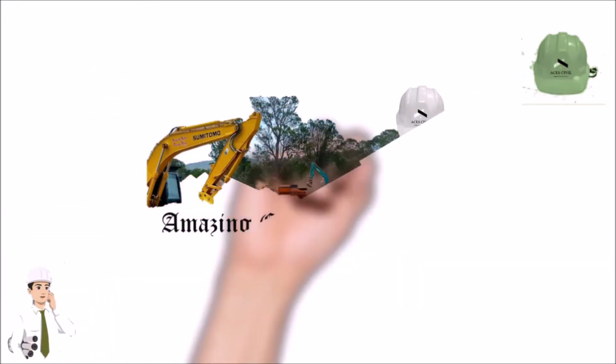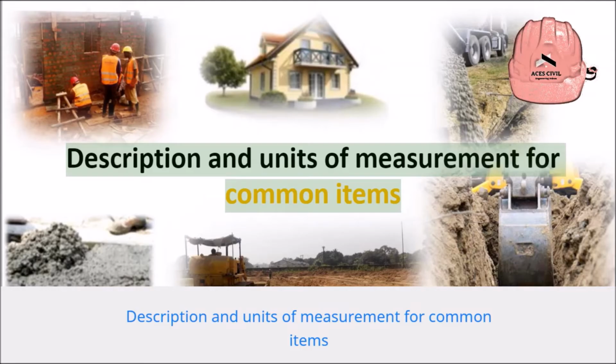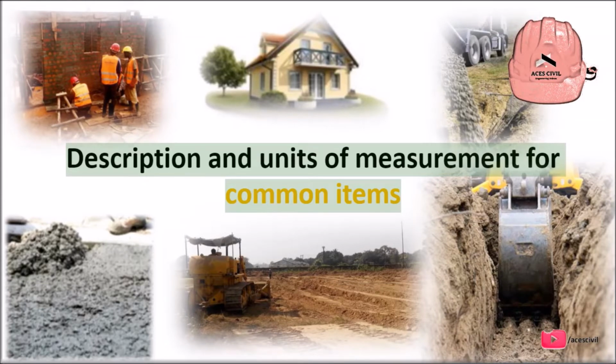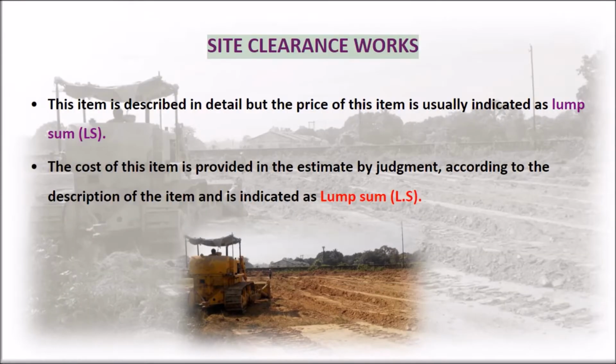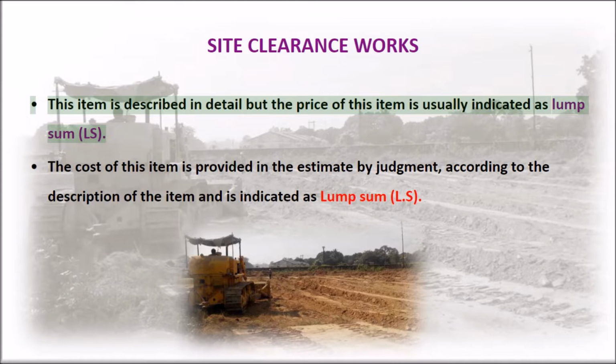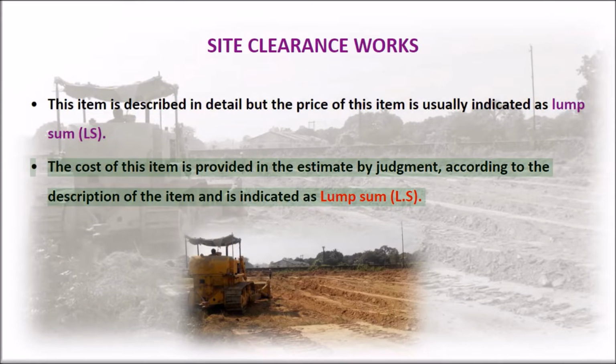In today's video we are going to discuss description and units of measurement for common items. Site clearance works. This item is described in detail, but the price of this item is usually indicated as lump sum, LS. The cost of this item is provided in the estimate by judgment, according to the description of the item, and is indicated as lump sum, LS.